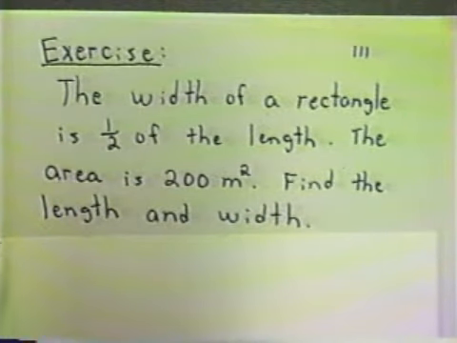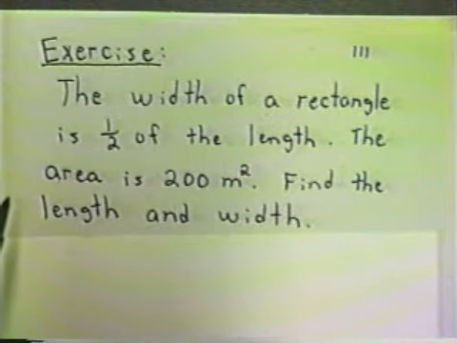Now I have a word problem for you to do. The width of a rectangle is 1/2 of the length. The area is 200 square meters. Find the length and width.